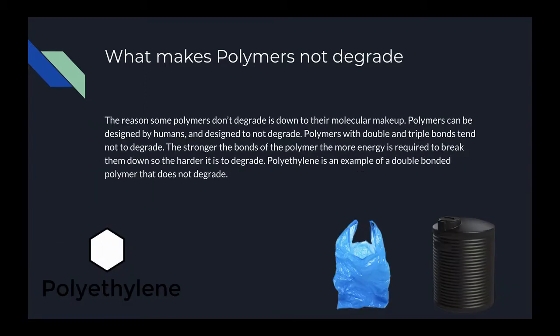What makes the polymers not degrade? The reason some polymers don't degrade is down to their molecular makeup. Polymers can be designed by humans to not degrade. Polymers with double and triple bonds tend to not degrade. The stronger the bonds of the polymer, the more energy is required to break them down, so the harder it is to degrade. Polyethylene is an example of a double bonded polymer that does not degrade.